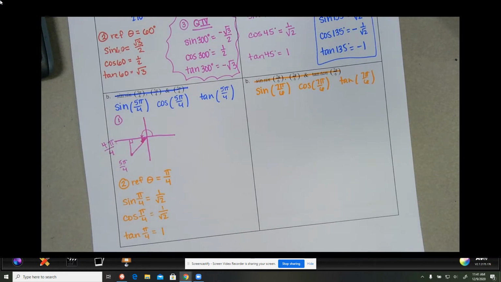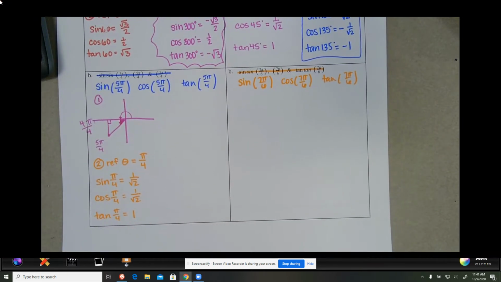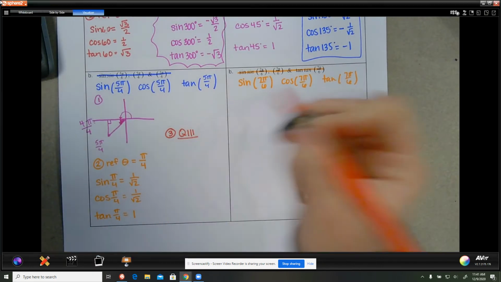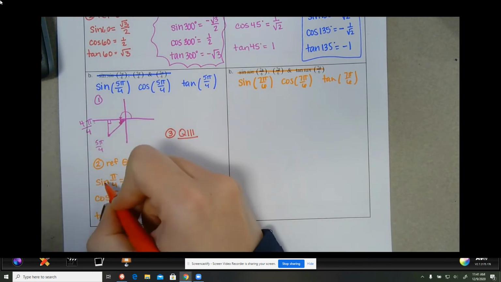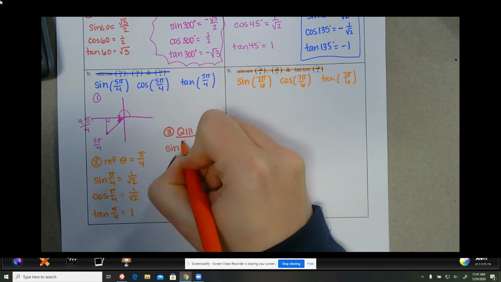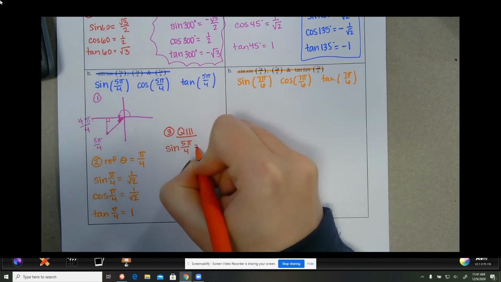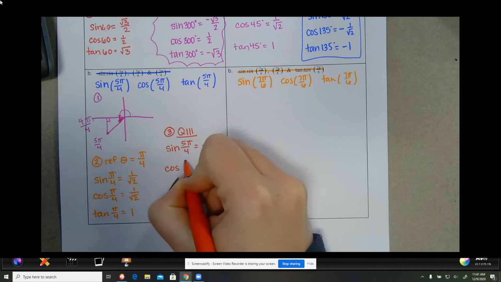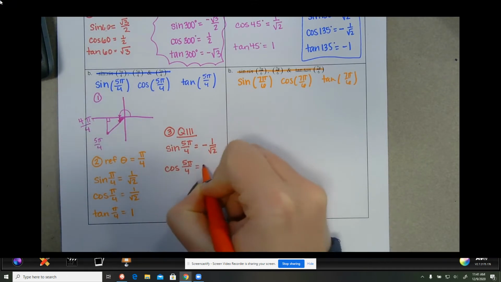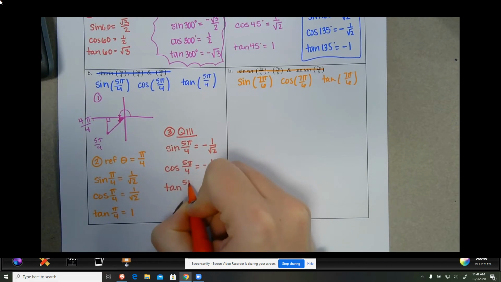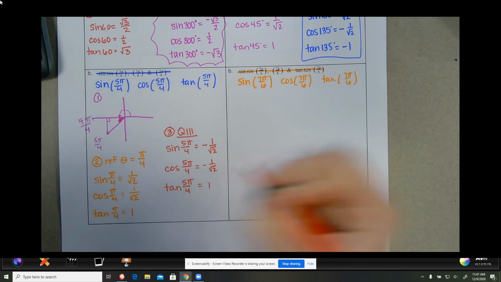So then we can assign the signs based on being in the third quadrant. For quadrant 3, that means that both sine and cosine are going to be negative. So I have sine of 5 pi over 4 is equal to negative 1 over root 2. Cosine of 5 pi over 4 is equal to negative 1 over root 2. And tangent of 5 pi over 4 is positive, so that just stays positive 1.